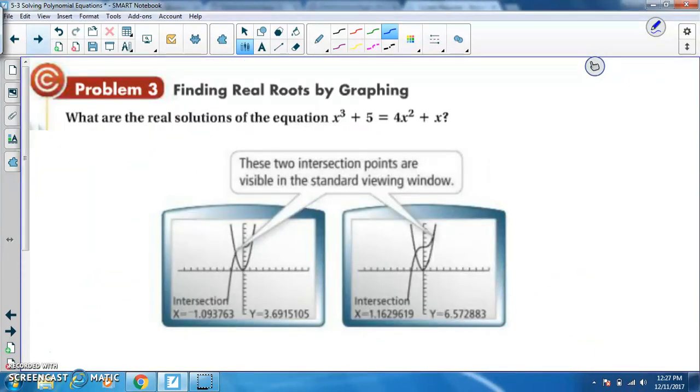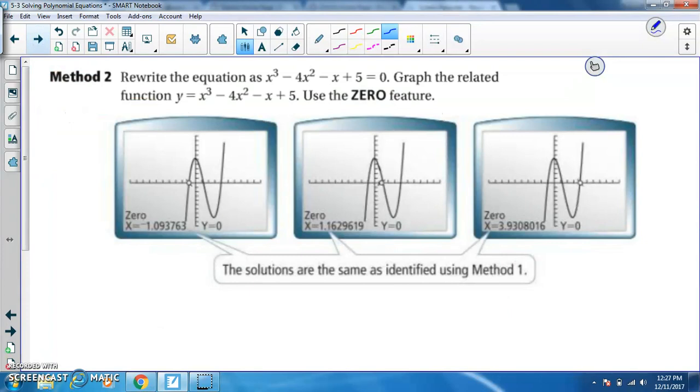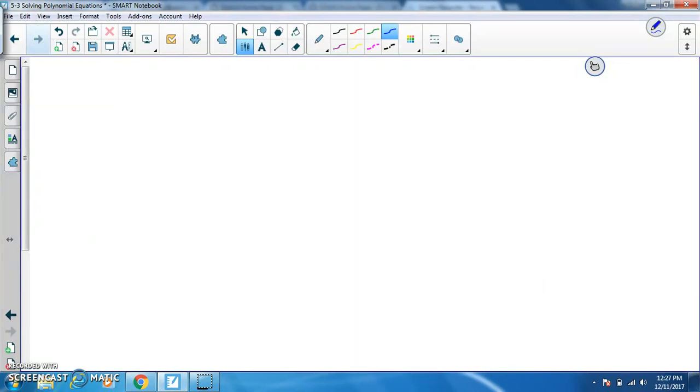When we are solving by graphing, we could either set both sides of the equal sign, put them in y equals, and find the intersection in second trace, or we could move everything to one side, make it equal to 0, and then use the zero function and find the zeros of our polynomial function in second trace. That's all.